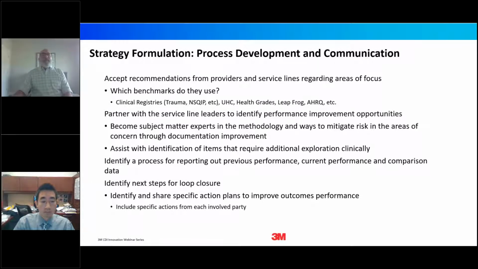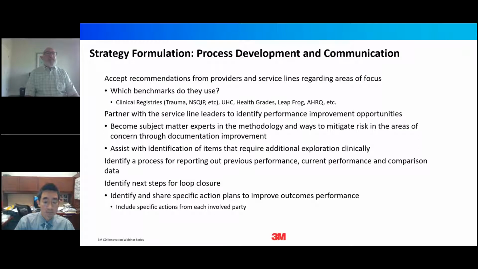So we also involve providers in the service lines. We have physician champions in each service line that Jason works with, and we wanted to make sure that we understood what they were using for benchmarks. It's really important that you understand not only what the organization uses, if the organization says Vizient is our benchmark, or CMS, or something, however they want to do it.